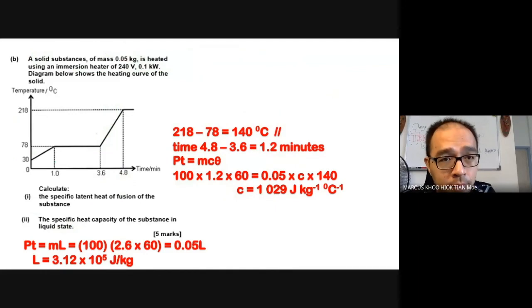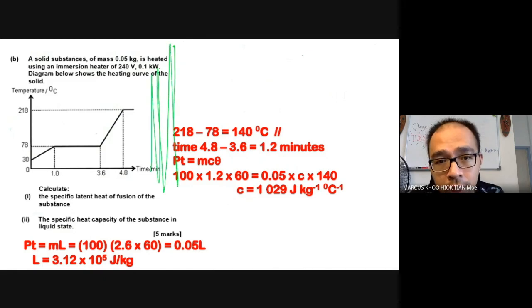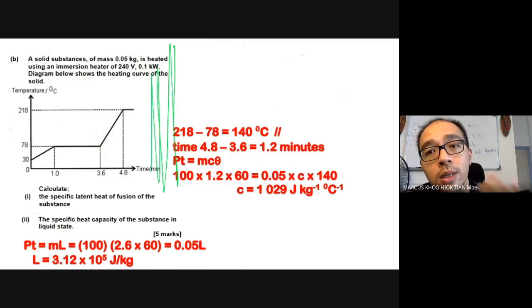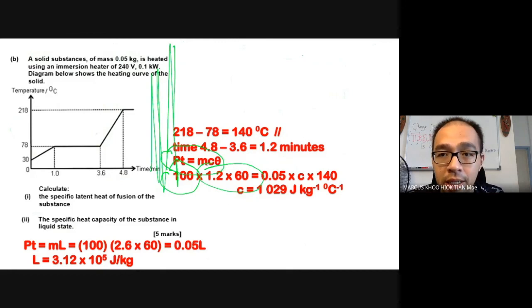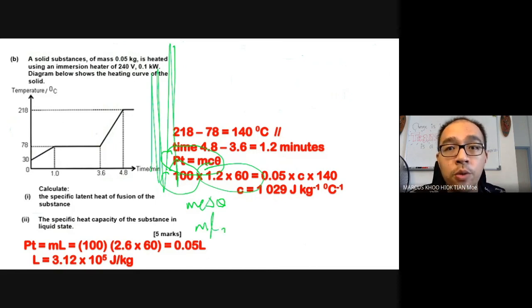I put this question in to show you all that when we do a calculation question, it's sometimes not as straightforward as just add one, subtract one, finish. We have to consider the fact that the rules tell us that power has to be in watts, time has to be in seconds, and we have to consider the energy change. This is electrical energy change to heat energy. Heat energy has two types, either mc delta theta or ml, depending on which situation we want. So there are many things to consider when we're doing a calculation question like this.